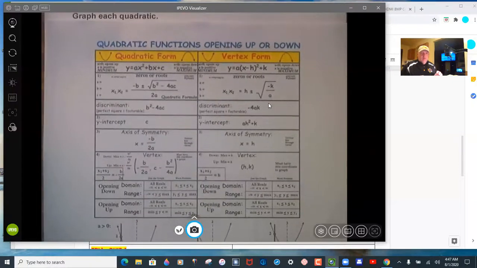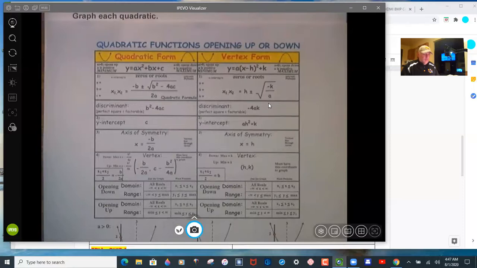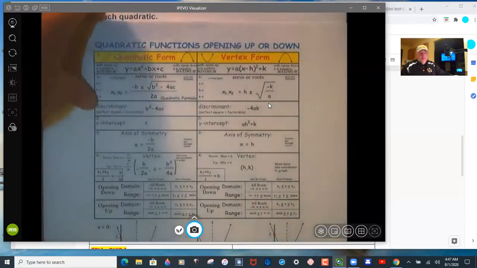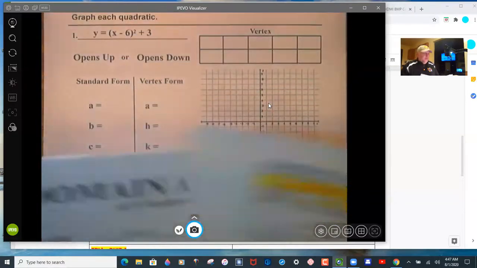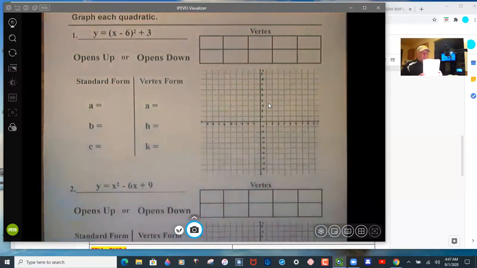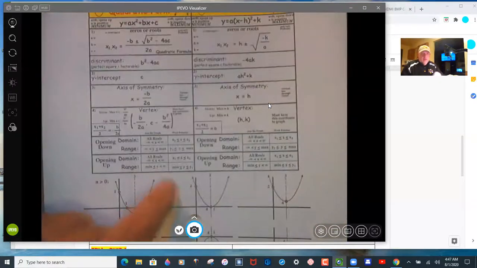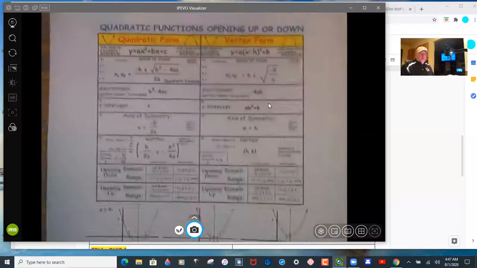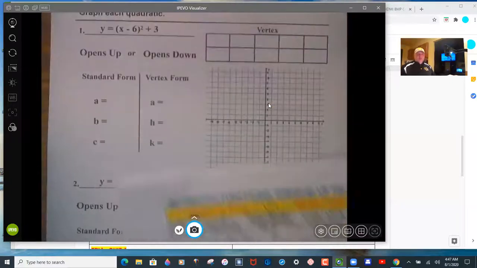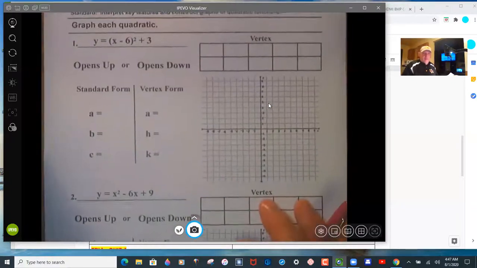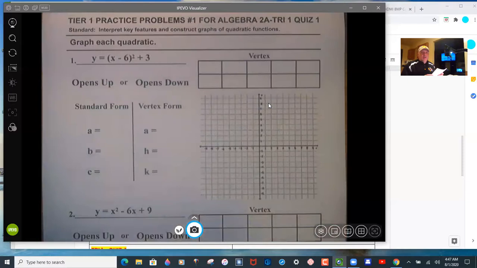Typically I'll let you use something. So I'm going to let you use this document here on your practice quizzes and in your quiz. Probably not the domain and range stuff, since you can actually look down here too, since you should be able to understand that box technique pretty well, and the fact that the domain's always going to be all reals.